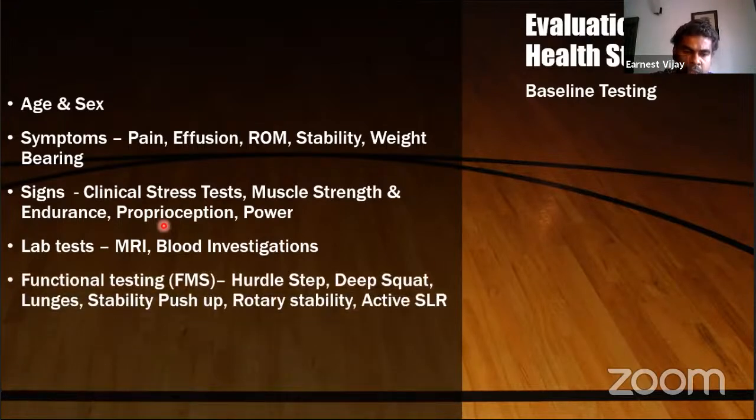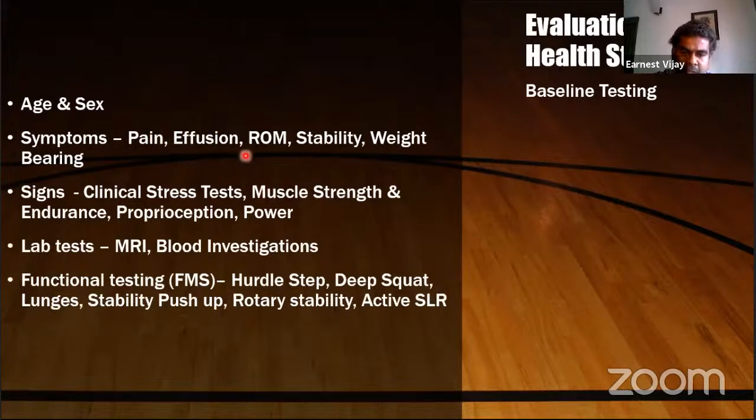So once you have cleared that the clinical stress tests are negative, right, and you tested the muscle strength and endurance, you tested some proprioception, you tested a bit of power, like power can be a double leg jump. You need not load it single leg, but you can do a vertical jump test with both legs, right?